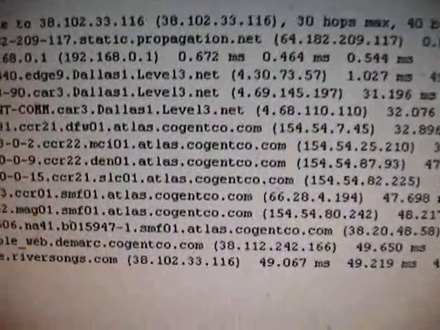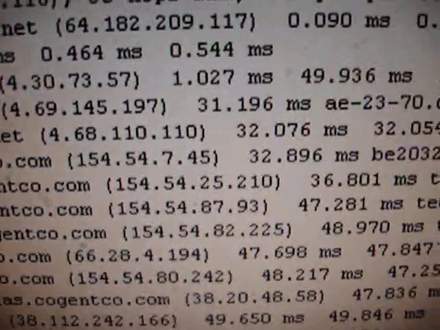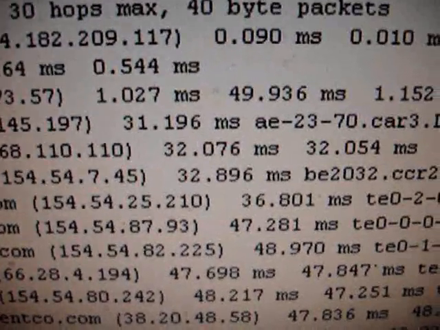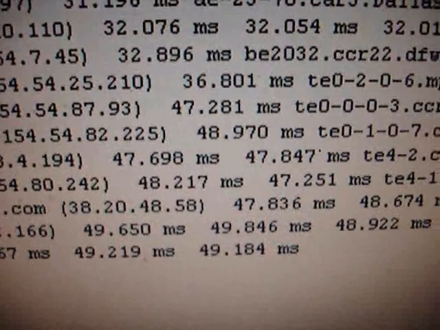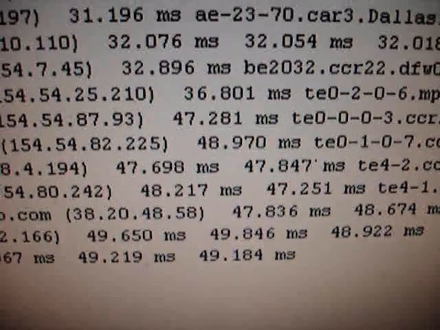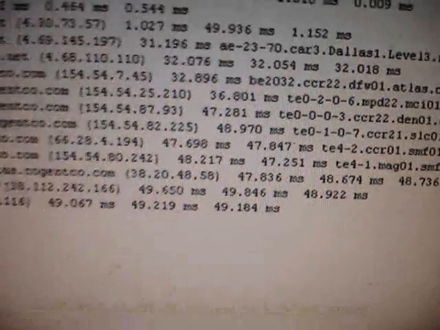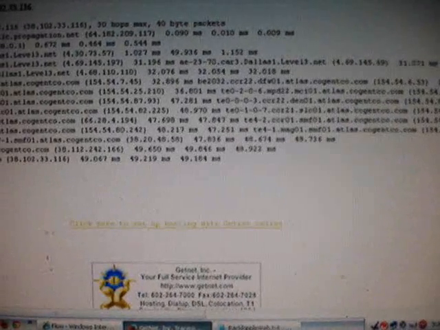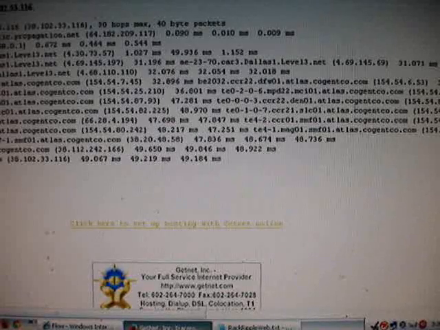and if we look at this right now, let's see how the timing's going. You can see the milliseconds in which it's connecting at. Doesn't seem to be any issues going on there. It seems like everything just flowed right through. That's from getnet.com, which is actually in Texas.